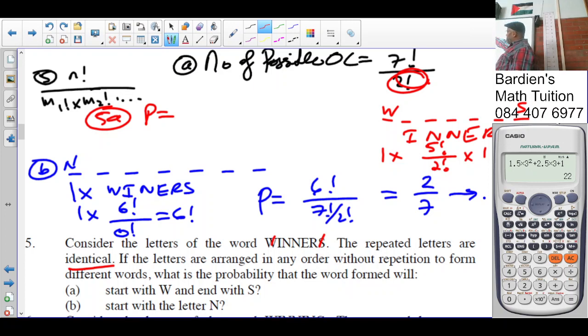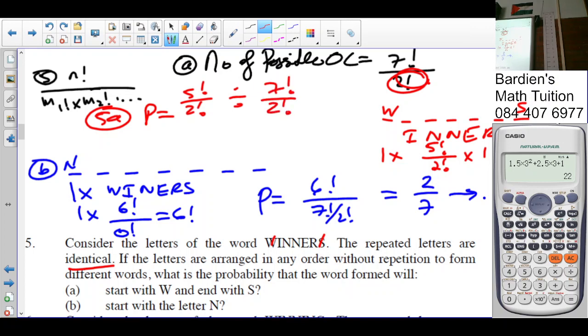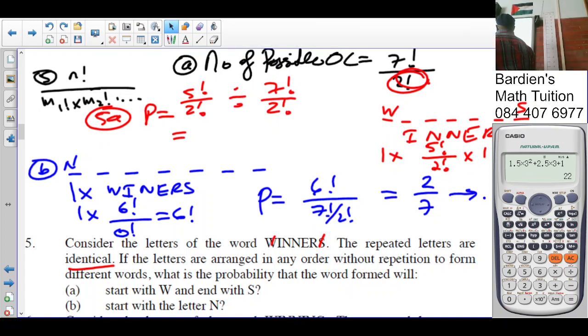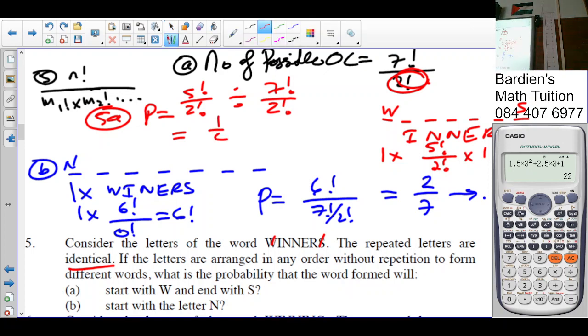Number of possible outcomes. We said in the previous video that the number of possible outcomes came to 7 factorial over 2 factorial. So the probability is going to be 5 factorial over 2 factorial divided by 7 factorial over 2 factorial. Okay? And that gives us an answer of 5 factorial over 7 factorial, which is 1 over 42. Is that correct? That's the answer we had last time, no? Right. And then the B part is still on the board. Okay.